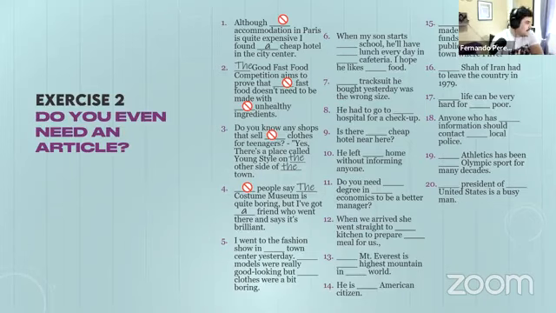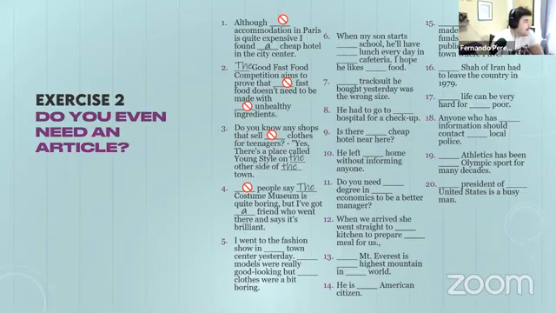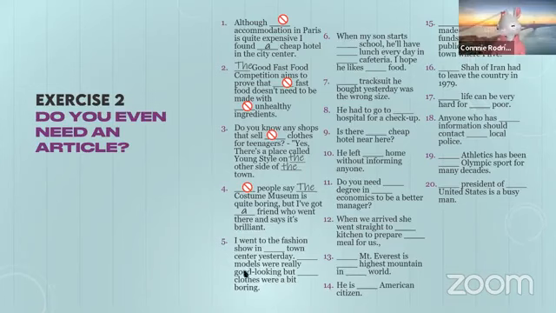Number 6, who's got number 6? Nobody has number 6, right? So, Connie, help me with number 6. When my son starts school, he'll have lunch every day in the cafeteria. I hope he likes the food. Sorry, it's number 5. I got also the 5.